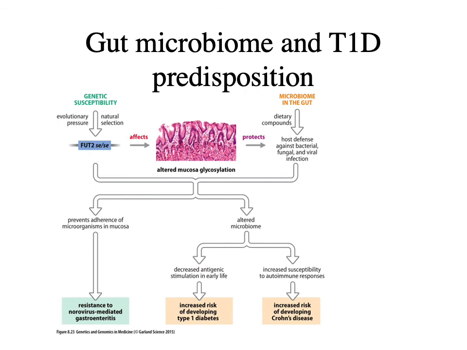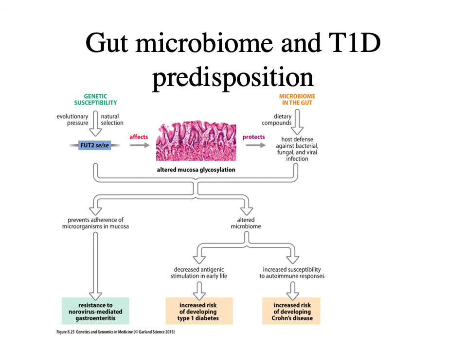And this is a good example of how the environment interacts with genes. So, one of the focuses of this particular module is gene-environment interactions. Here is a slide that depicts the possible implications of interactions between the FUT2 non-secretor status and the gut microbiome in the pathogenesis of type 1 diabetes.